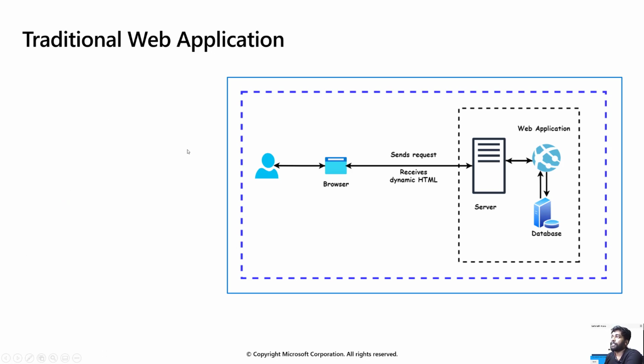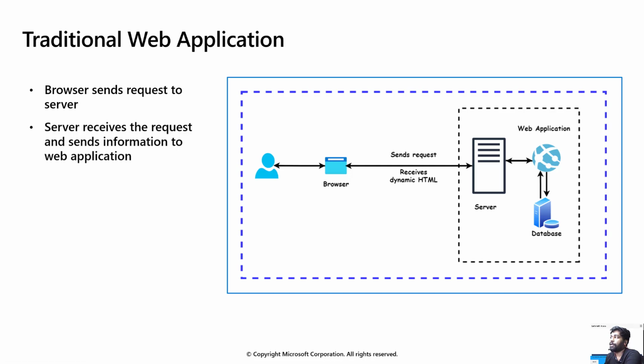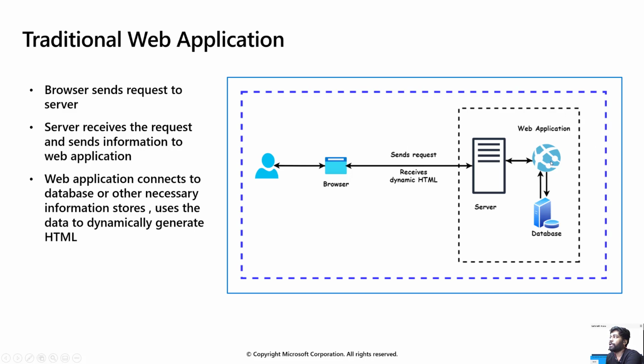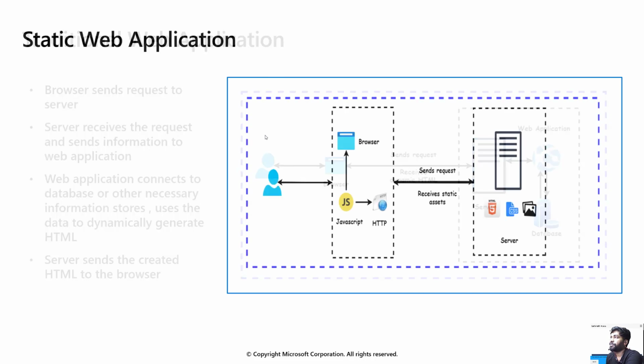So in the traditional web application, consider there is a browser. It is going to send a request to the server. Once the request reaches the server, it is going to send the information back through the web application that is going to serve this particular request. In the web application, you will be fetching the data from the database if you want to serve any dynamic contents. Once you fetch the data from the database, it will be used to create dynamic HTML, which will be sent back to the browser. So this is what happens in the traditional web application scenario.